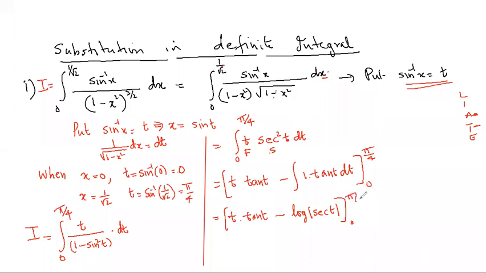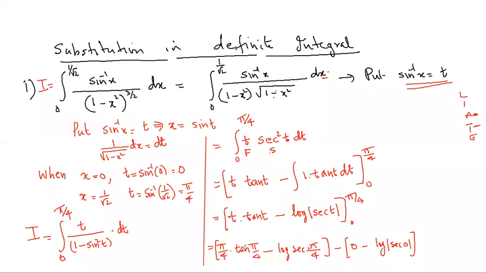0 to pi by 4. Now replace x by the upper limit, pi by 4: tan pi by 4 minus log sec pi by 4, minus 0 minus log sec 0. Now sec 0 is 1, so log 1 is 0. So this whole thing is 0.